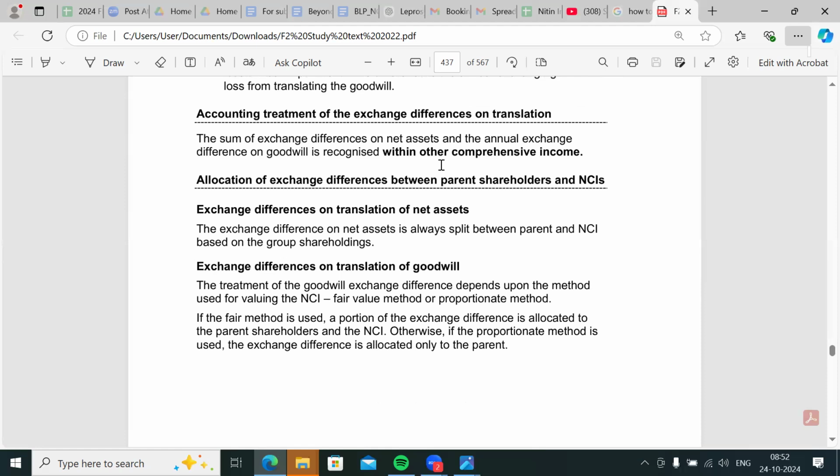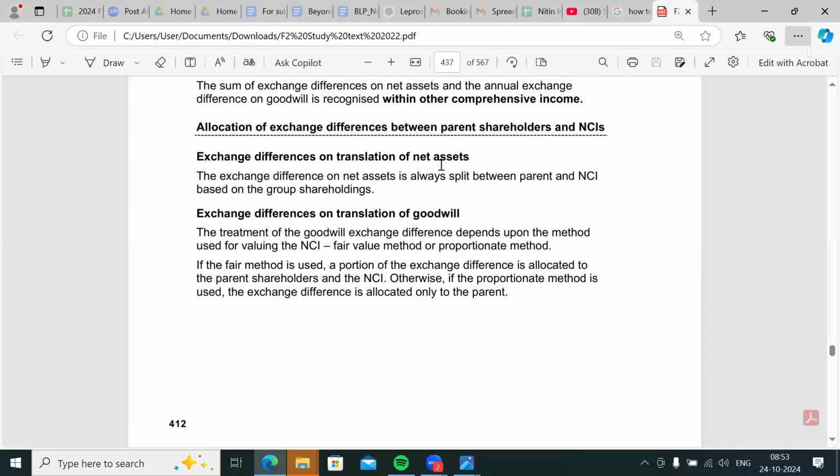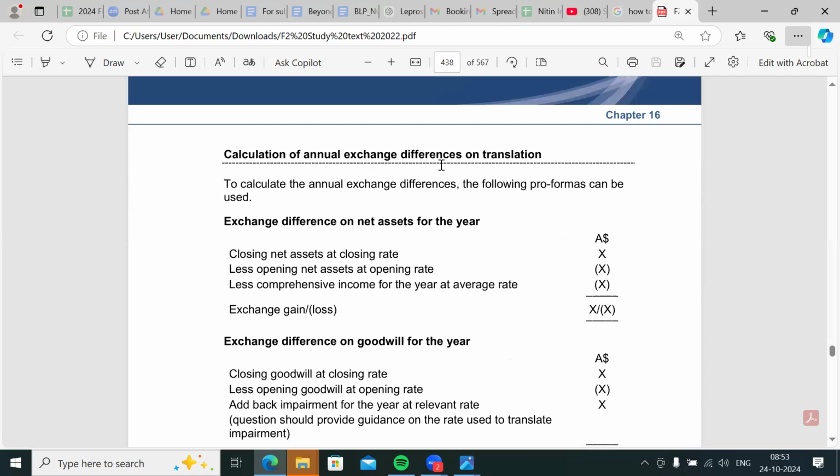The sum of the exchange difference on net asset and the annual exchange difference on goodwill. Okay, both will be recognized in OCI, but they're saying that we have to split. The treatment of the goodwill exchange difference depends upon fair value or proportion method. If fair value method is used, a portion of the exchange difference is allocated to the parent shareholder and the NCI. Otherwise, it just goes to the parent, which is something which we understand.